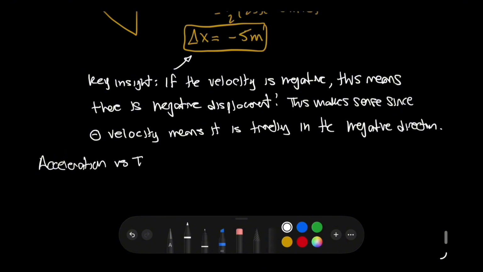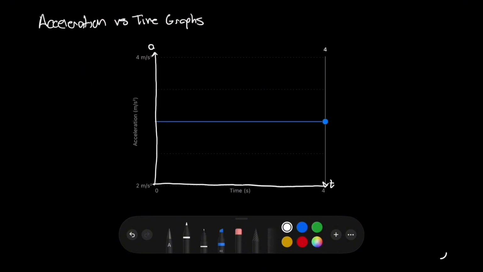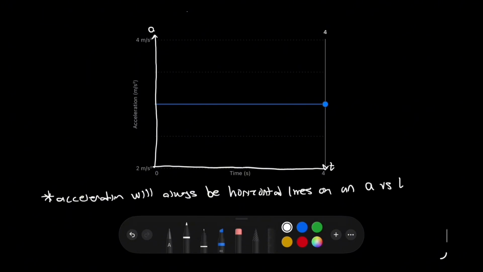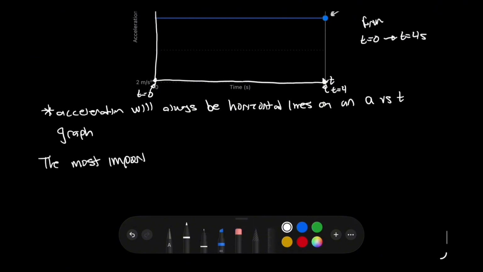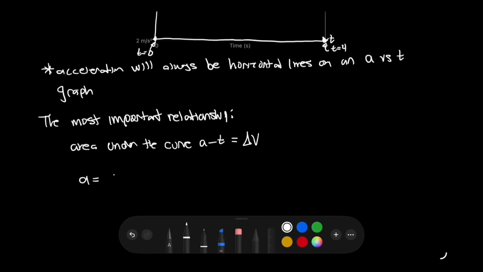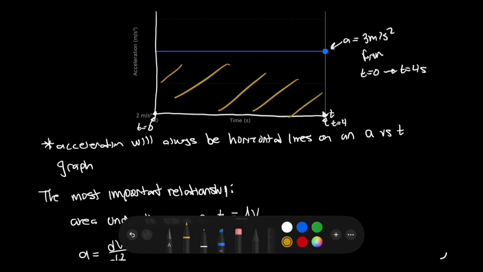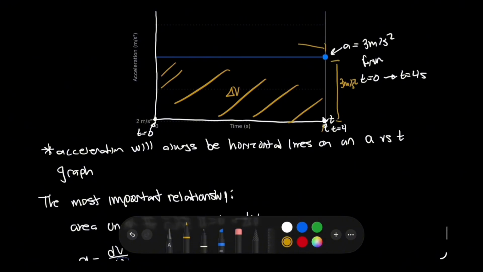So now with that, we can move on to discussing acceleration versus time graphs. And the one thing to keep in mind is that acceleration will always be a horizontal line on an acceleration versus time graph. So in this example here, the acceleration is equal to 3 meters per second squared from time equals 0 to time equals 4. And the most important relationship for acceleration time graphs is that the area under the curve is equal to the change in velocity.